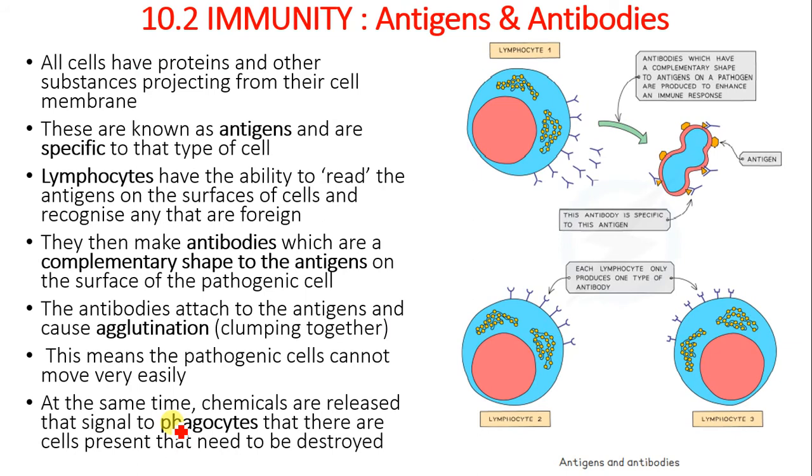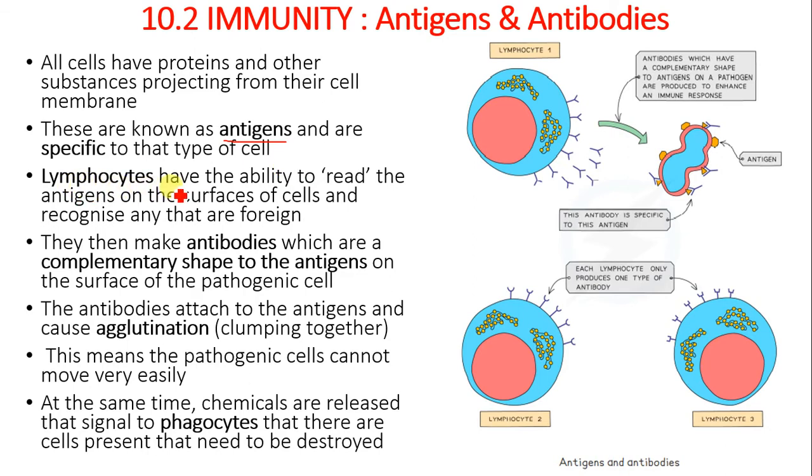So, immunity. Here we look at the concept of antigens and antibodies. Now, all cells have proteins. Please, this part is quite very important. All cells have proteins and other substances protruding from their cell membrane. Now, these are known as antigens and are specific to that type of cell.